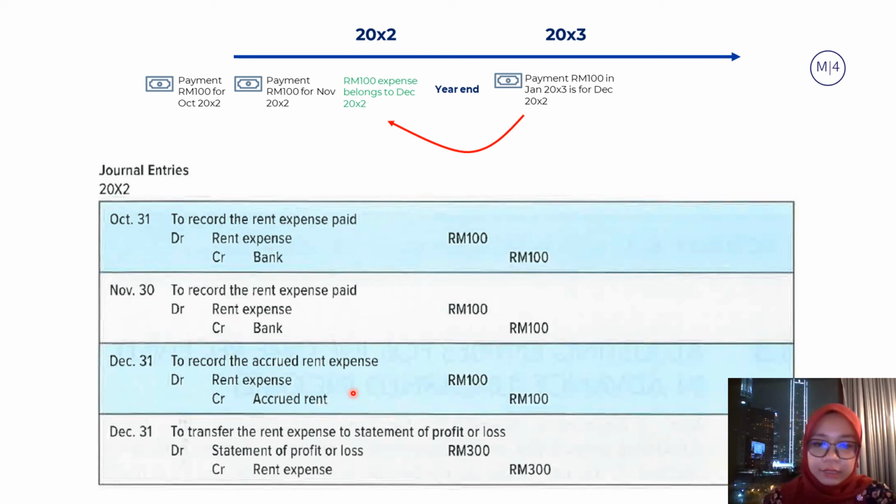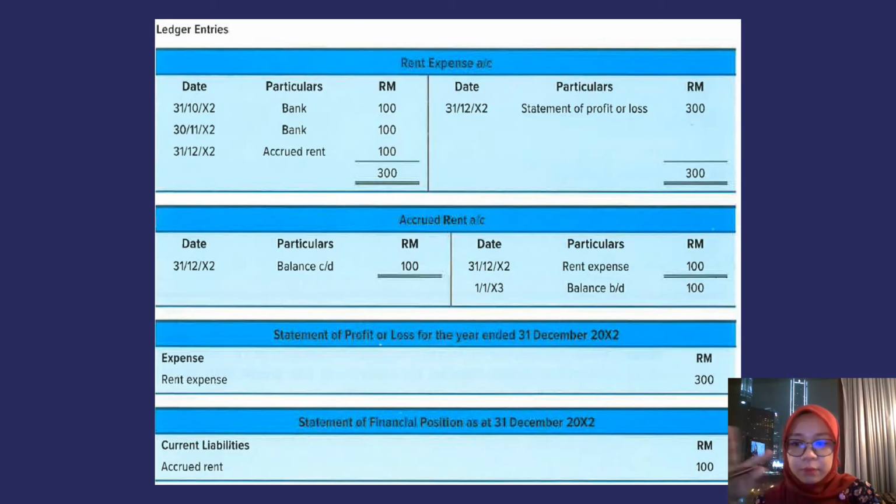And then we transfer the total rental expenses of 300 ringgit for the months of October, November and December to our statement of profit or loss. Same goes for the ledger of the rental expenses: we recognize the payment for October and November, and then we recognize the payment that should have been made but the company hasn't paid yet, so we record it as accrued rental.